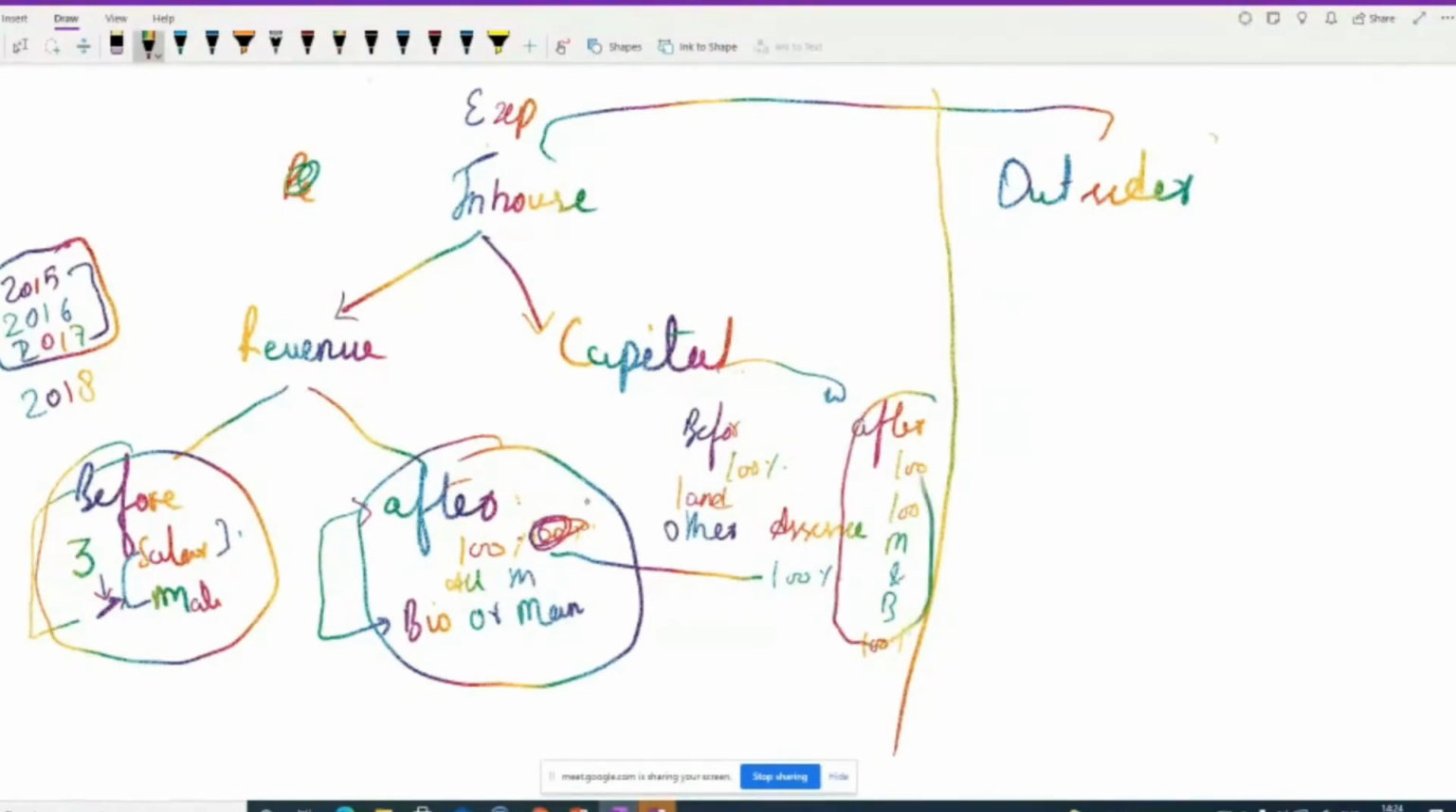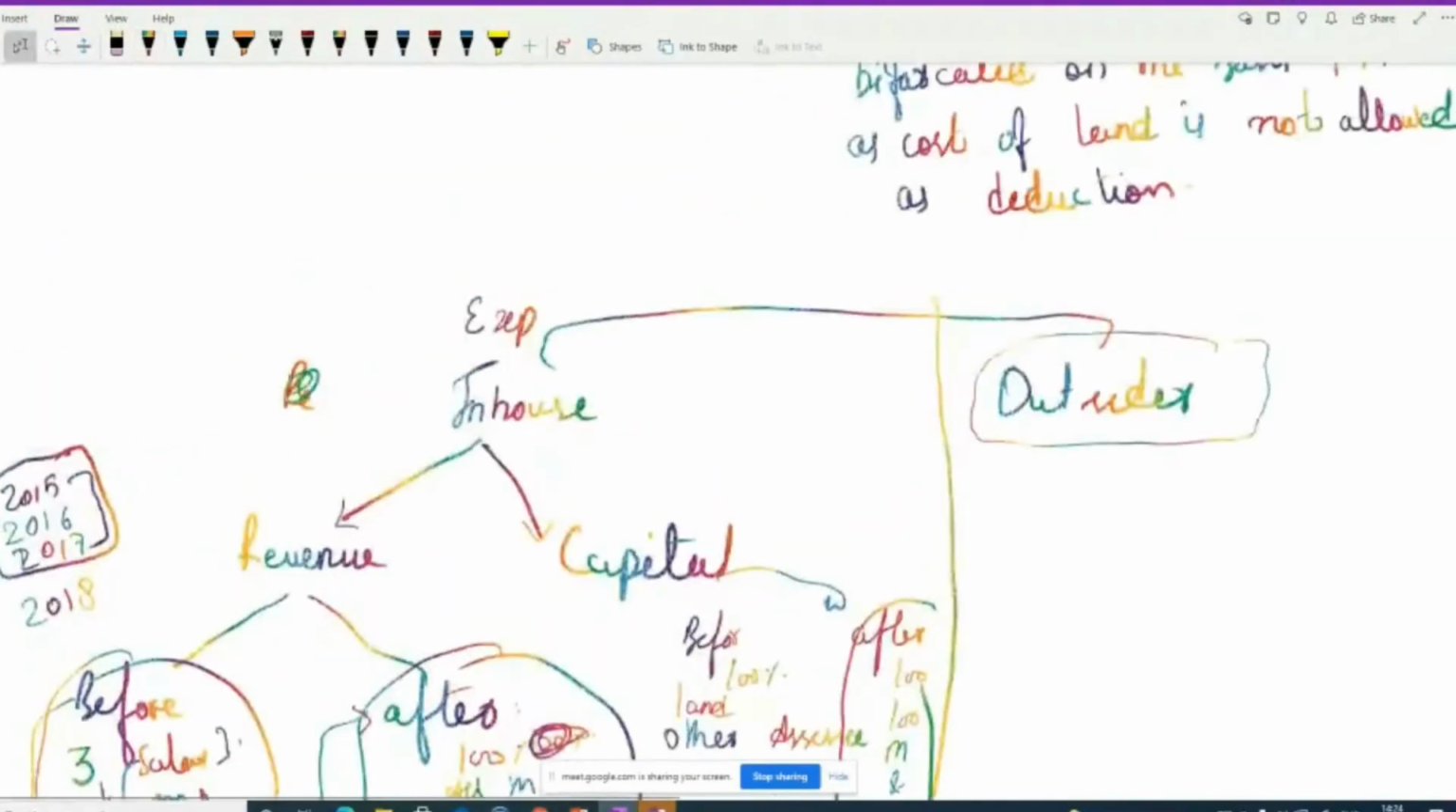Now we are going to discuss that part of outsiders. If your company has given some money, for example, let's suppose Reliance Limited has given some money to any outsider, to any institution, to any college, to any company for research and development purpose. So what are the if and buts of that? What are the rules under section 35?